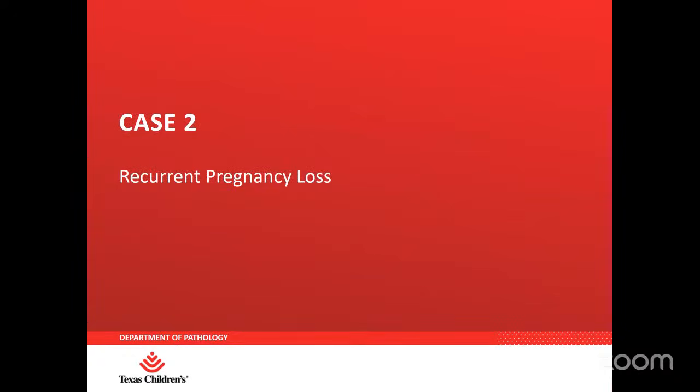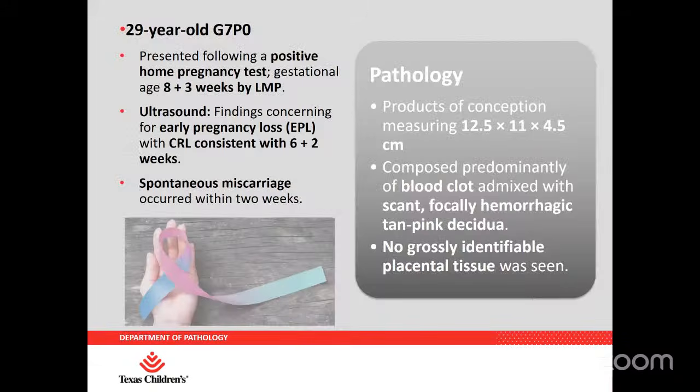So quickly moving on, after looking at infectious causes of chronic villitis, I want to shift gears to something quite different, a case where the inflammation isn't driven by infection at all. So this next case is a 29-year-old woman, gravida 7 para 0, with a history of recurrent pregnancy loss, including 2 in the second trimester, 3 early trimester losses.